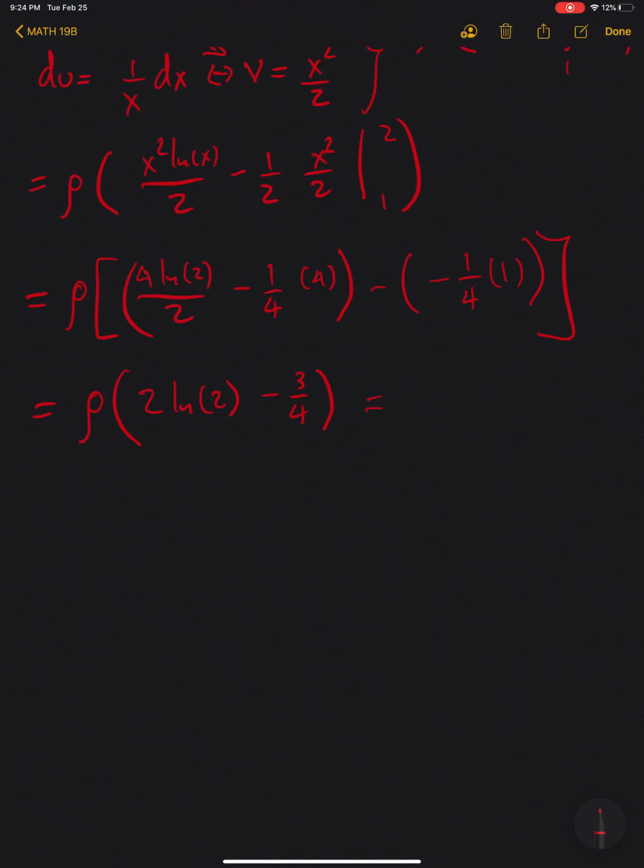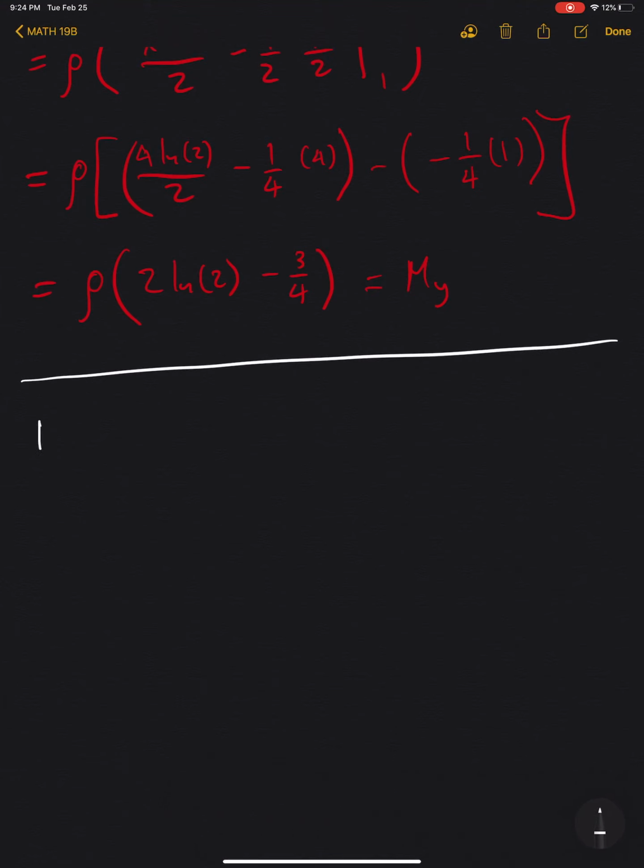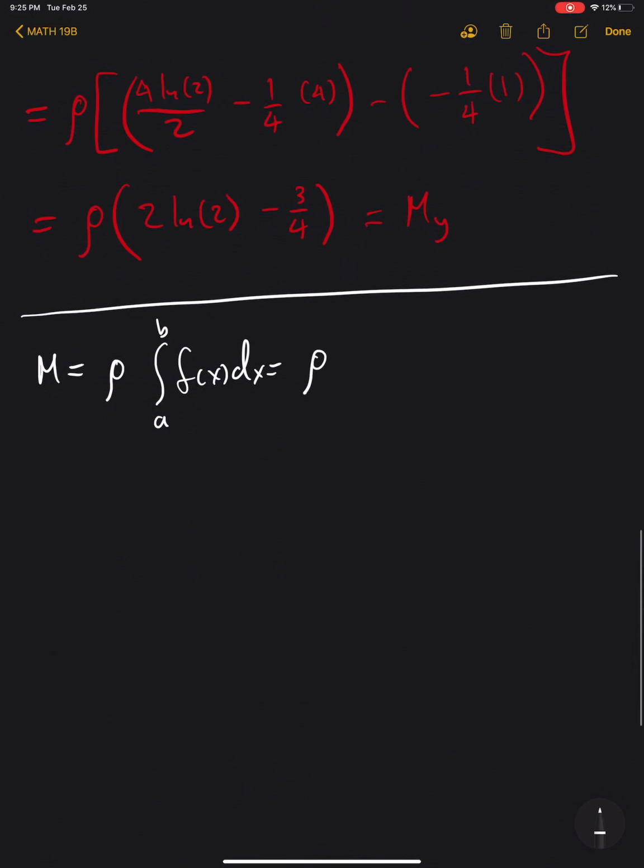Now we have our x and y moment. The only thing that we're missing is to find out what is the original area. In other words, we need to find the original mass, the total mass of everything, which is just rho times the integral from a to b of f(x) dx. And in our case, that will be rho, the integral between 1 and 2 of the natural log of x dx.